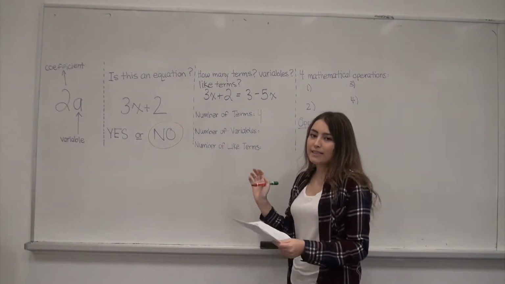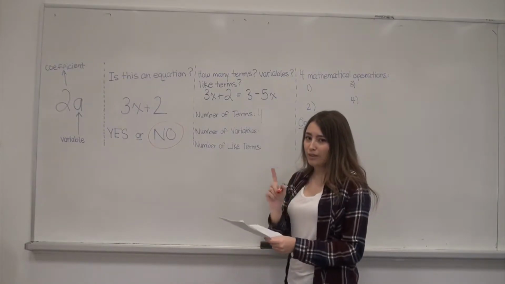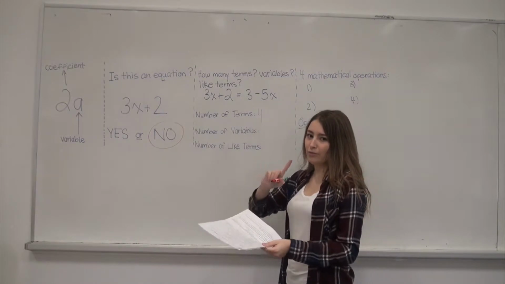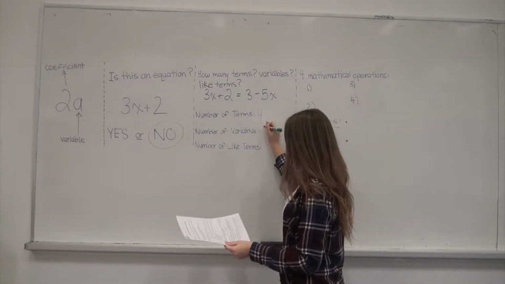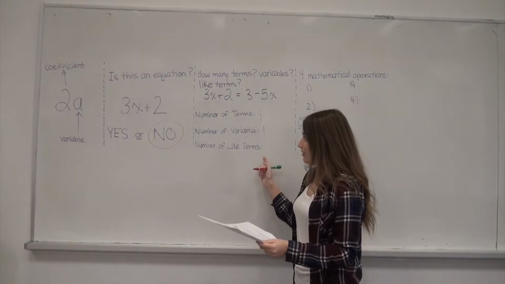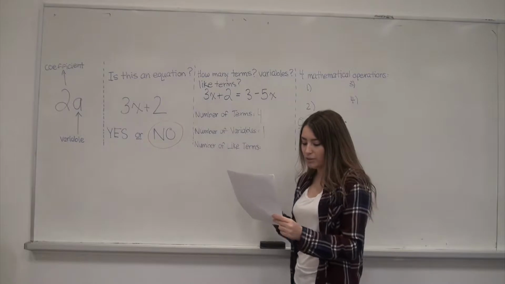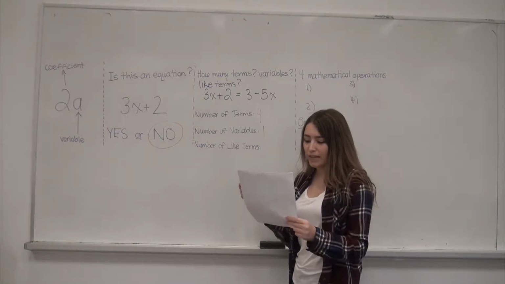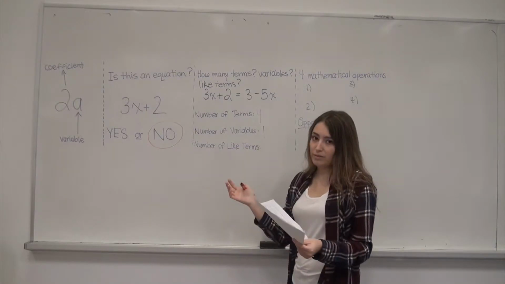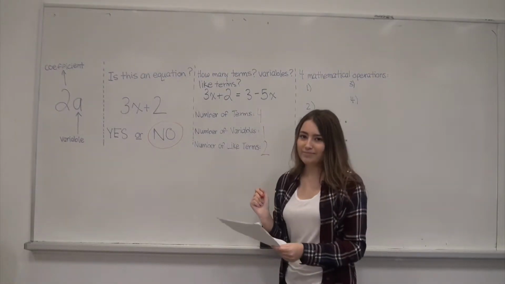The second question is how many variables are in this equation. We can see that there's just one variable because the x, even though it's repeated, it's only counting for one unknown variable. 1. And the last question is the number of like terms. We know that there are two like terms. A like term is a term with the same number of variables and raised to the same power, and the coefficients don't have to be the same. So we can see that there are 2 like terms.